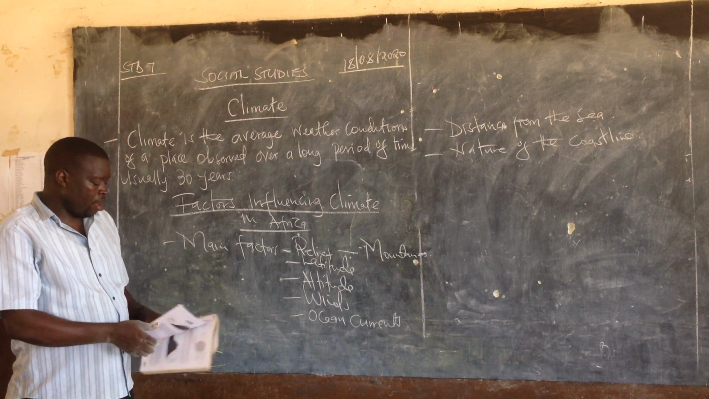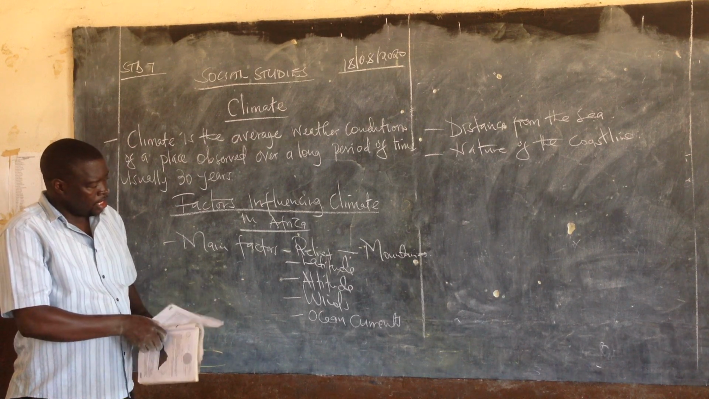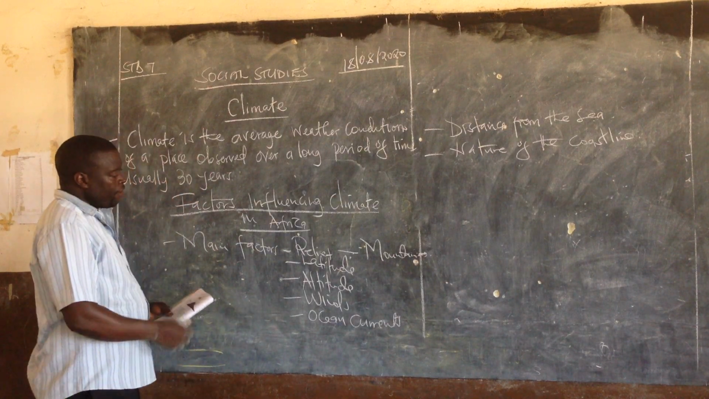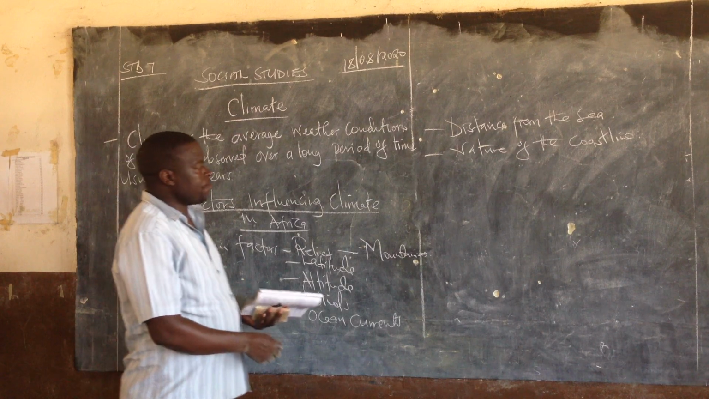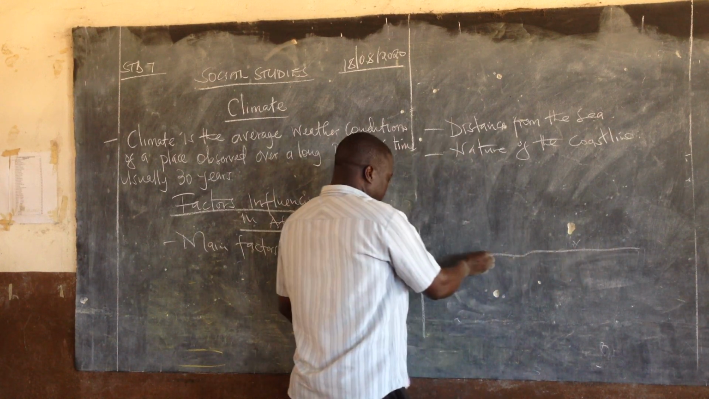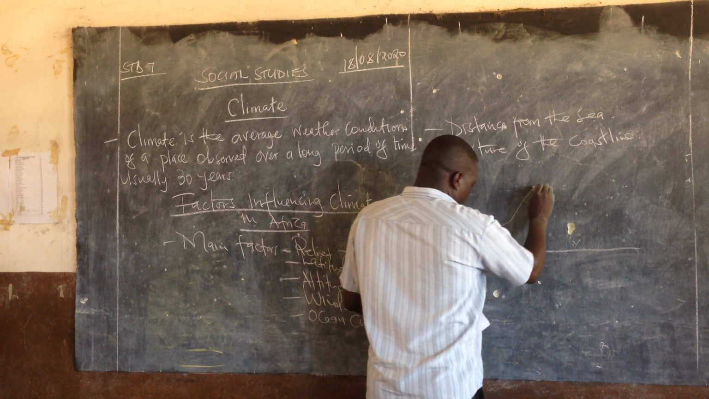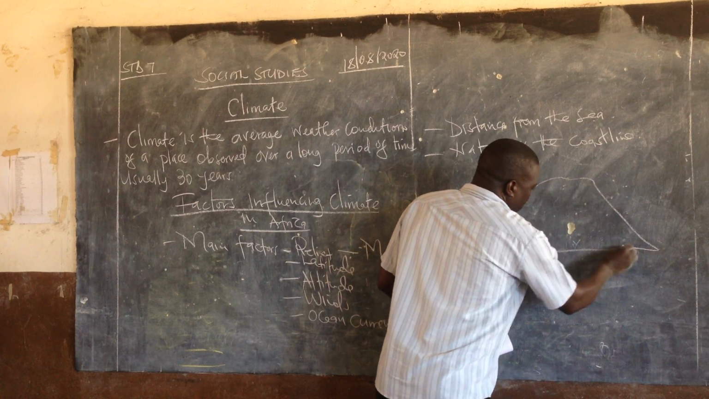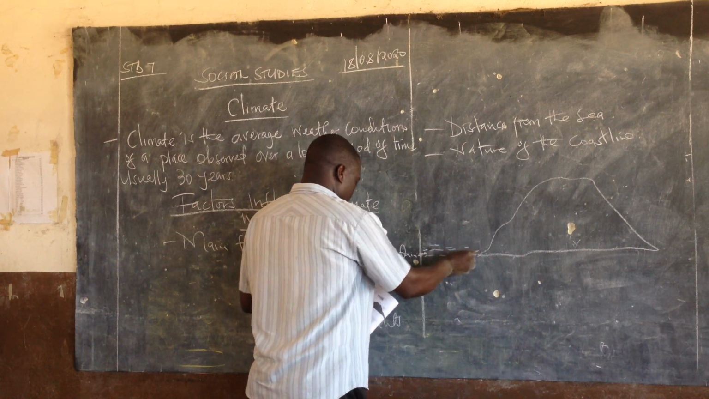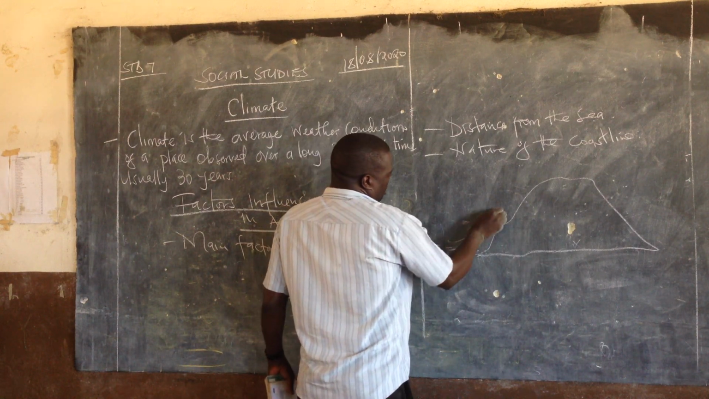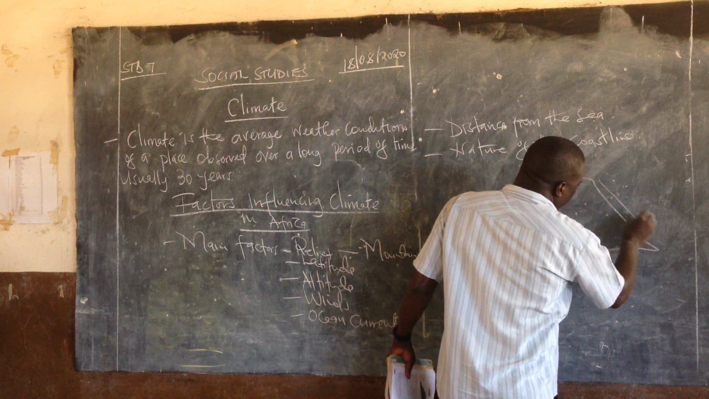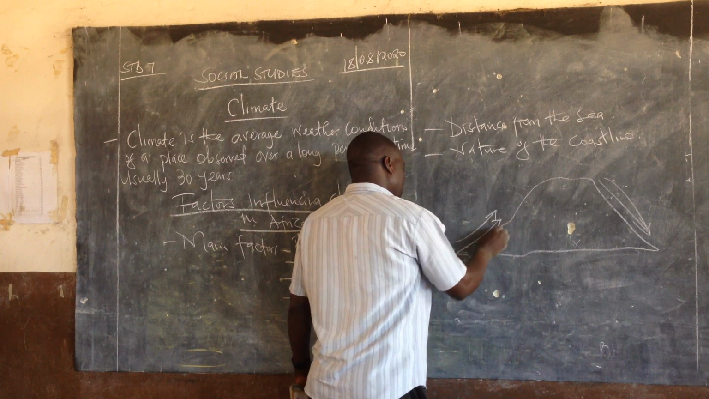Let's check on the latitude. How does the latitude affect the climate? But before I go to the latitude, I need to sketch something here. This relief, I have a diagram. Let me sketch a diagram here. We have something like this in the form of a mountain, like that. Then this is the sea. We have winds blowing towards that direction, and we also have some winds blowing towards that direction. This is the sea.